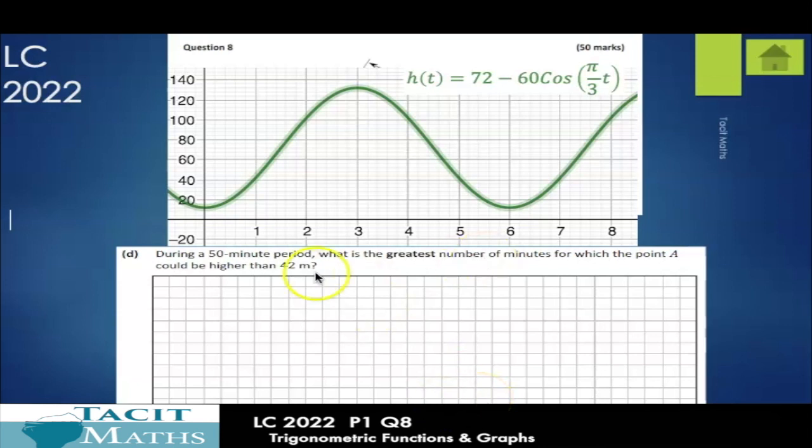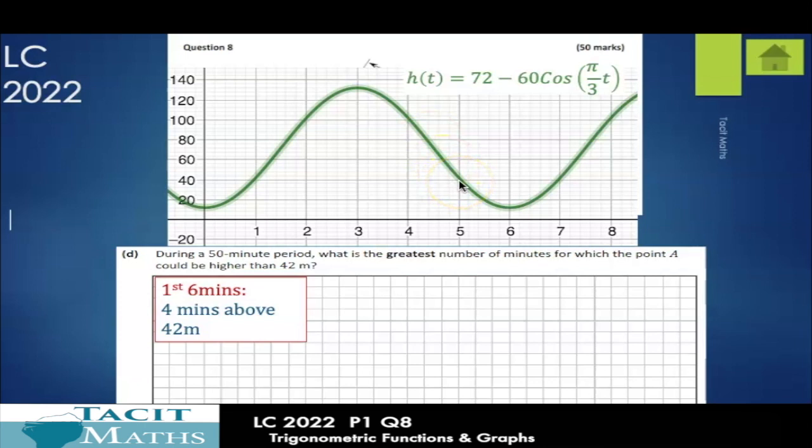Okay, so what are they actually looking for here? Well, look, we want to know when it's higher than 42 meters. Now, 42 meters is about here. Okay, now if you remember from your first point, 1 corresponds to 42. So in this simple period here, in this first 6 minutes, it's above 42 from 1 all the way to 5. So if you look at your table, it's exactly 1 to 5. So in the first 6 minutes, it's above 42 for 4 minutes. 1, 2, 3, 4.